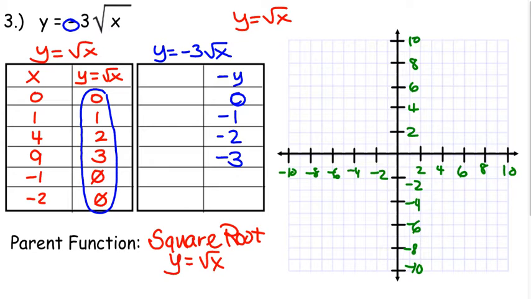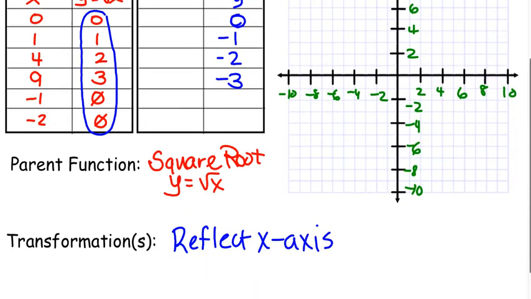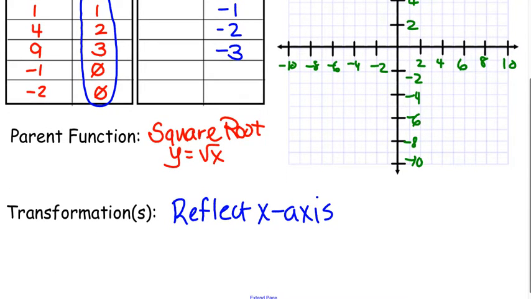All right. The other transformation is a multiplier of 3. A multiplier outside the function, in front of the function, is going to affect the vertical axis, your y-axis. And since it's a multiplier greater than 1, it's going to be a stretch. So this is called a vertical stretch by 3.